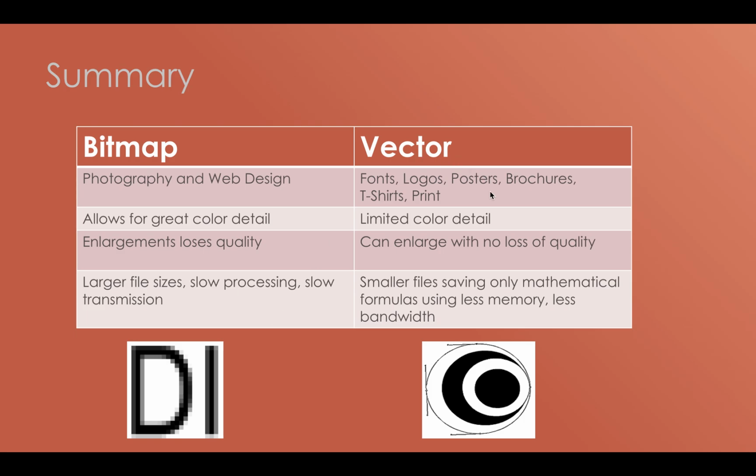Vector is used for fonts, logos, posters, brochures, t-shirts, and printing. It is limited to color detail. However, you can enlarge with no loss of quality. This has smaller files saving only mathematical formulas, which uses less memory, so it uses less bandwidth and will not be as slow to process as a bitmap or raster image.